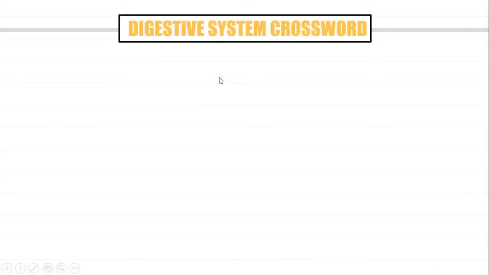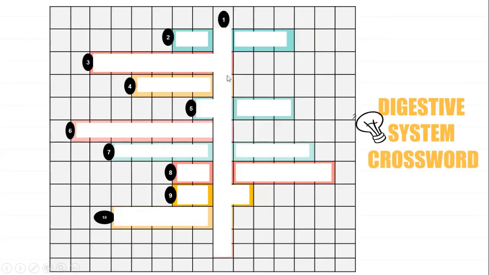So next, I am going to discuss the digestive system crossword. So for the movement downward, number 1, the movement of food through the digestive system. So the answer is peristalsis.